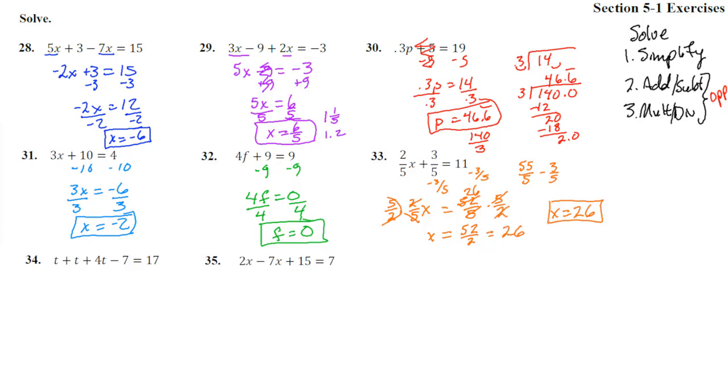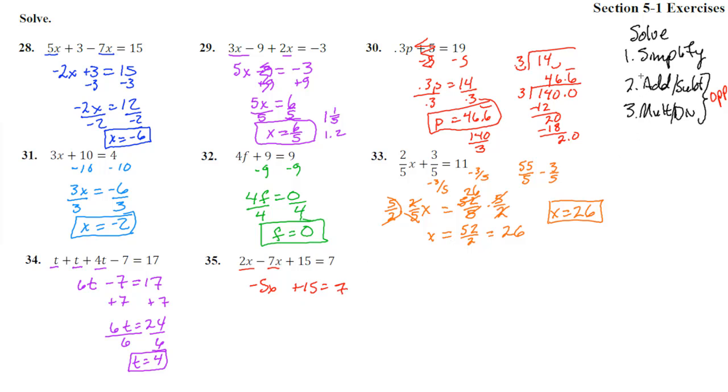All right, number 34. Look at how many t's we have here: 1, 2, and then 4 more. That's 6t minus 7 equals 17. We get rid of the minus 7 by adding 7, and then 6t equals 24. Now get rid of the multiplication, divide by 6, and we get t equals 4. Excellent. And now number 35, 2x minus 7x, that's a negative 5x, plus 15 equals 7.